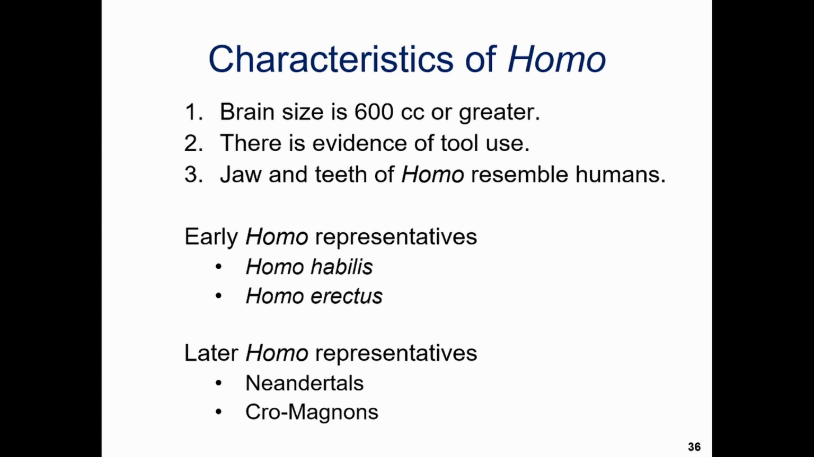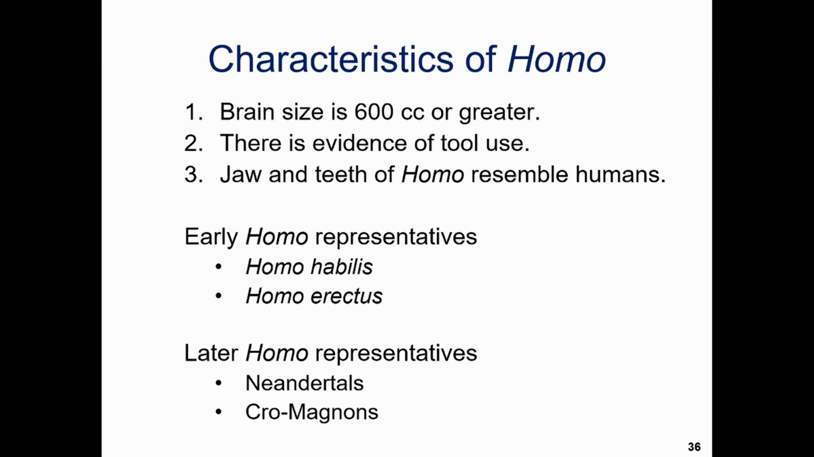We get closer to our own species and we finally get into the genus Homo. In order to be considered part of the genus Homo, the brain size has to be even larger, 600 cc's or more. There has to be evidence of tool use, and the jaw and teeth are going to resemble those of modern day humans more. Some of the early representatives from this genus include Homo habilis and Homo erectus, and more later ones include the Neanderthals and Cro-Magnons.